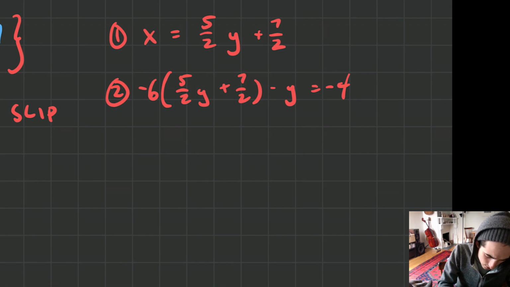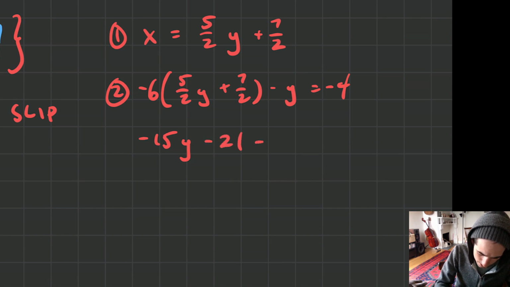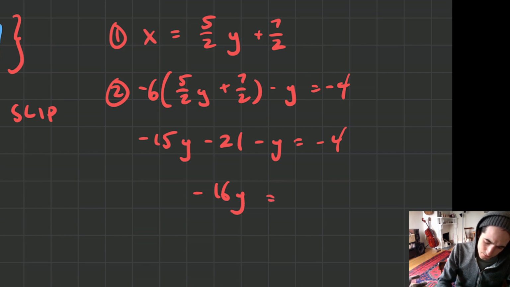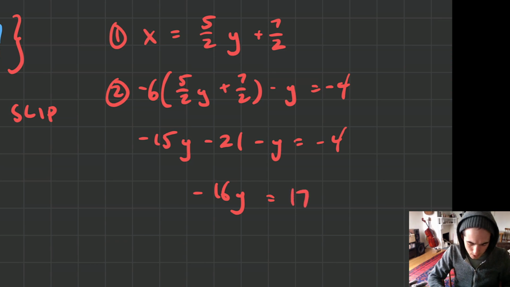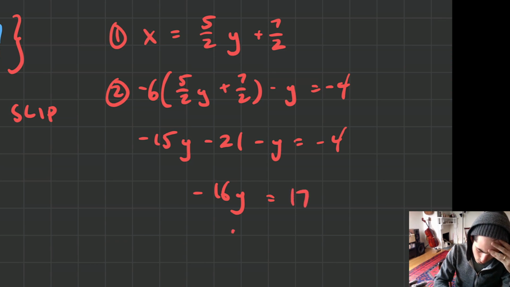And so this gives me negative 15y plus, minus 21, minus y equals negative 4. Okay, that looks good. And I've got negative 16y is equal to, I'll add that, that gives me 17. Yeah, 17. Okay, and that means that y is equal to 17 over 16.